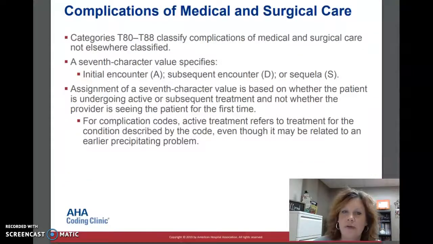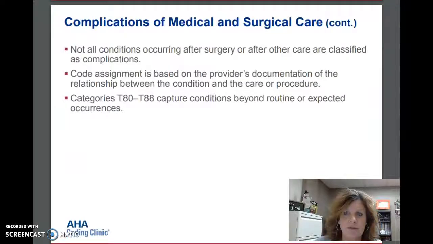The codes here are going to be in your T categories again. Just what I've talked about in the past, we're going to have the initial encounter A, subsequent, and sequela. There could be combination codes, so again, look for those. And again, 7 character values.